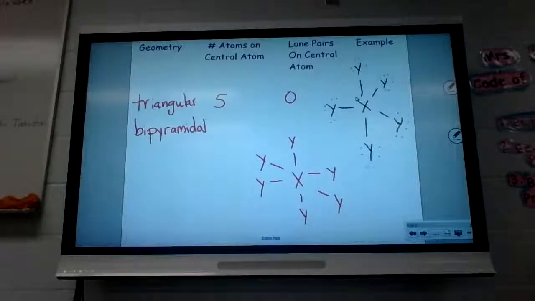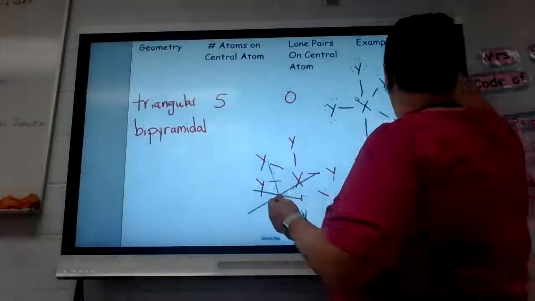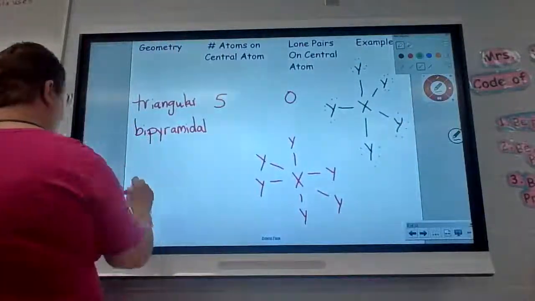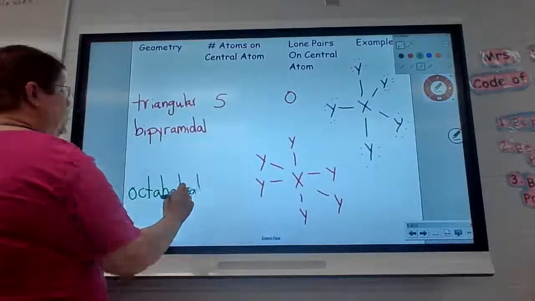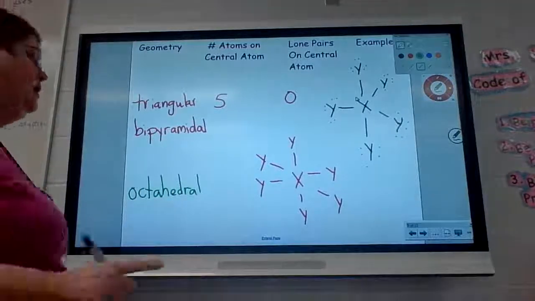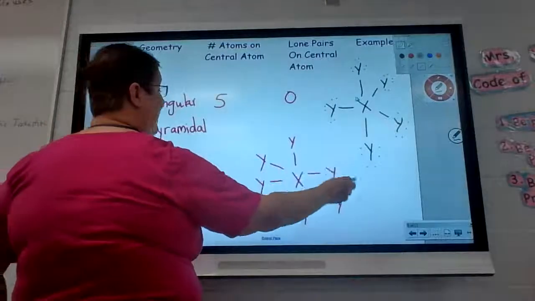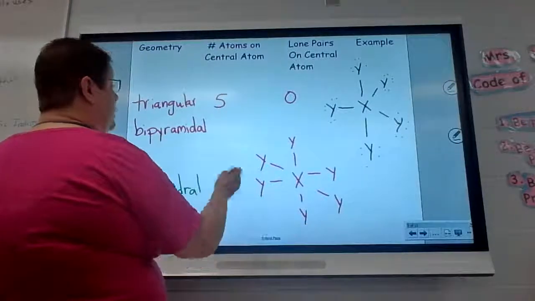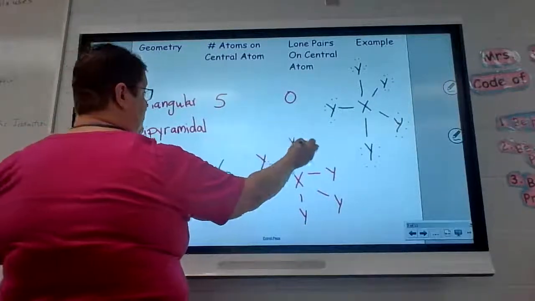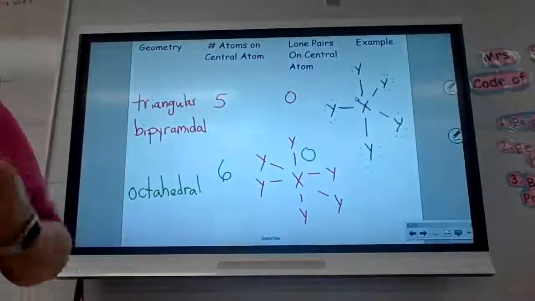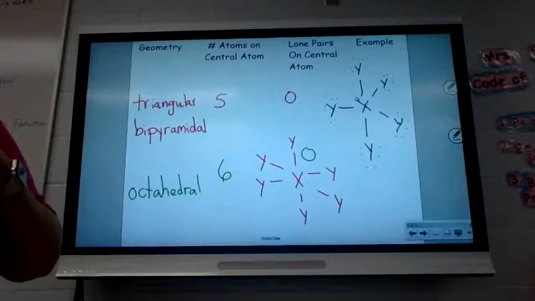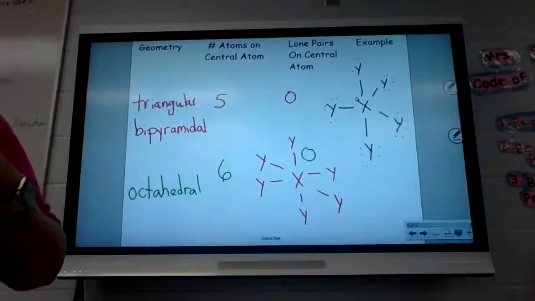So the name for this is octahedral because it has 8 quadrants. All right. It only has how many actual atoms sticking off though? 6 and 0 lone pairs. Okay. So it's about the quadrants, not about the atoms. Does that make sense? Yes or no?